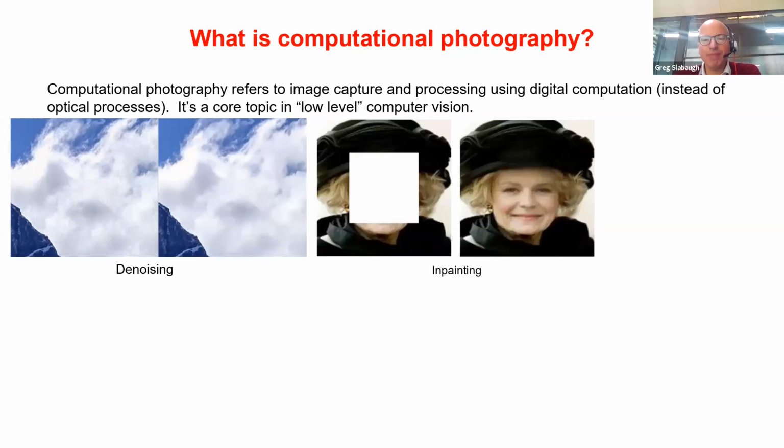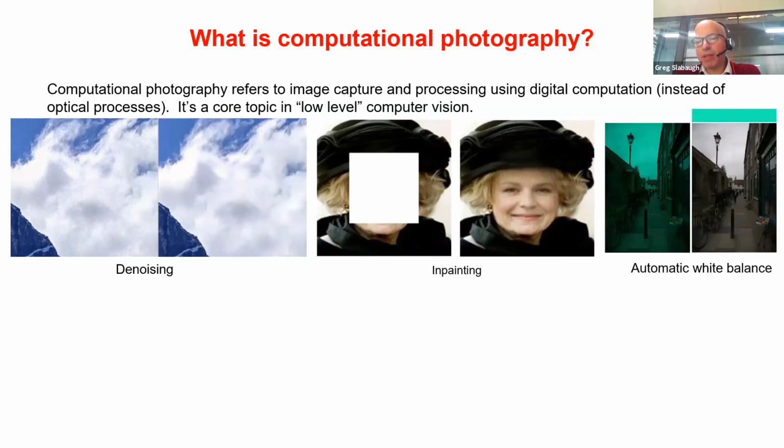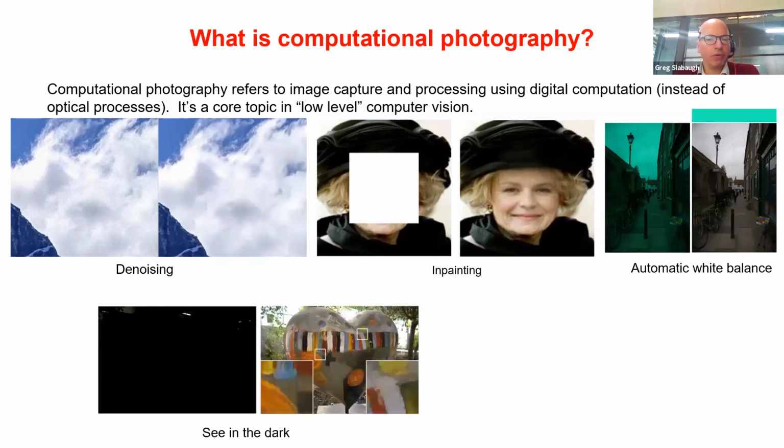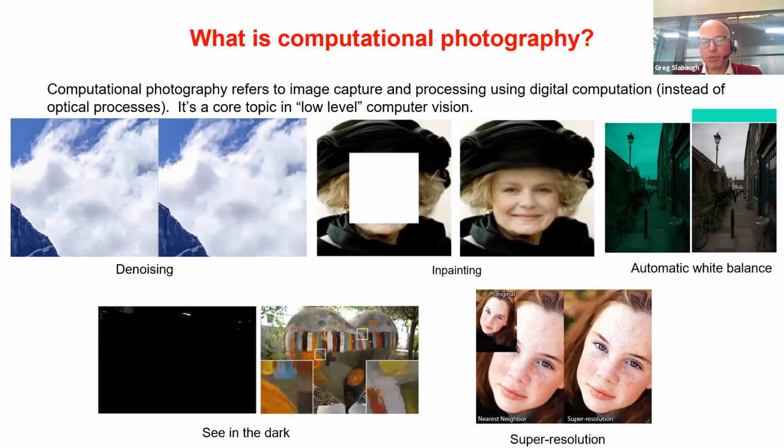There's this interesting problem of inpainting where you want to fill in missing details from an image. Here, for the white region, you just want to guess what that might look like. Then things like automatic white balance, a feature that you probably have on your phone. Seeing in the dark: using computational photography, you can take images in a very dark environment and artificially brighten them, and remove noise to produce images that actually look quite good. And a perennial topic is super resolution, increasing the resolution of an image. It's a classic problem in computational photography.